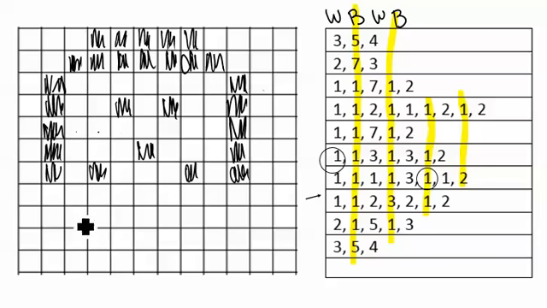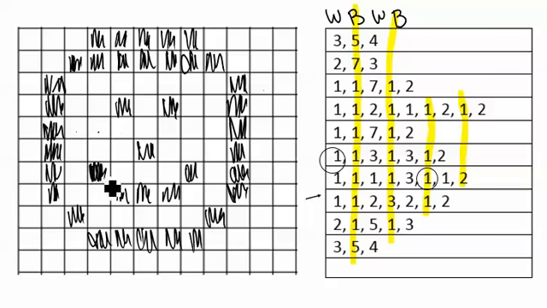My next row, I have 1 white, 1 black, 2 whites, 3 blacks, 2 whites, 1 black, 2 whites. I'm nearing the bottom. 2 whites, 1 black, 5 whites, 1 black, 3 whites. And my last row starts with 3 whites, 1, 2, 3, 5 blacks, and then 4 whites. So looking at my picture, you can tell that we made a simple smiley face.